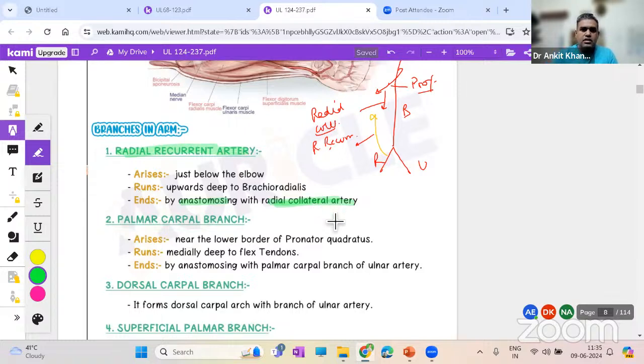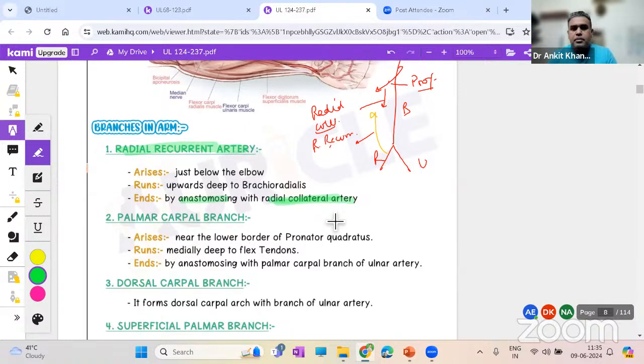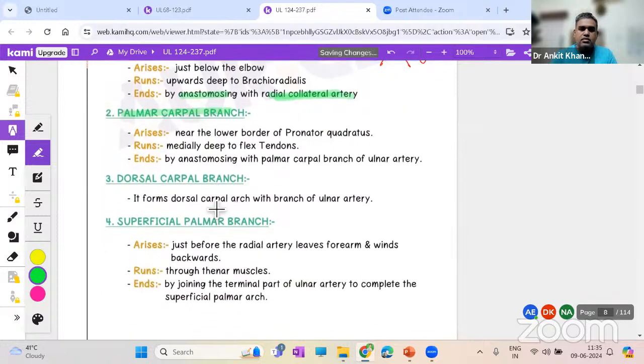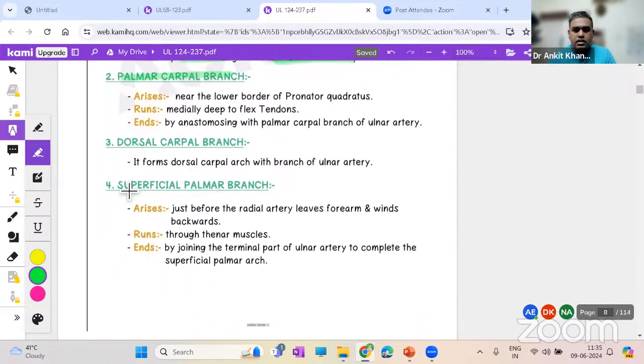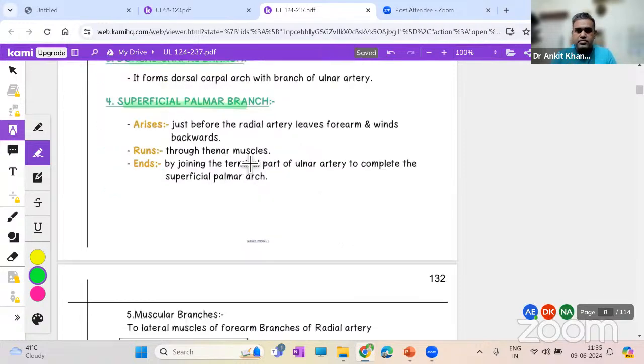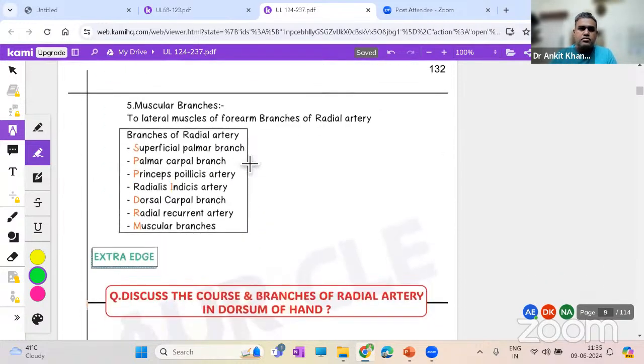Now, other branches of the radial artery are the palmar carpal branch over here. As it is going down, it gives the palmar carpal branch, the dorsal carpal branch, and the superficial palmar branch. All of these, just remember their names and try to expand them in the written format. Fair enough. Now, branches of the radial artery again, you can remember using this mnemonic over here.